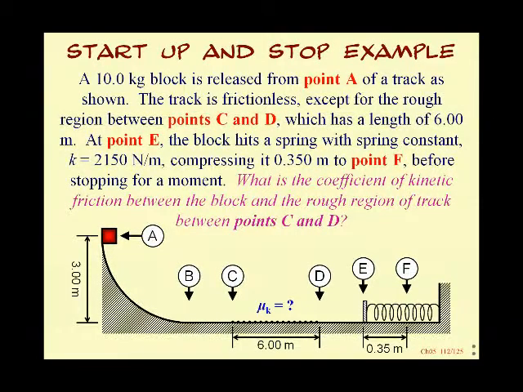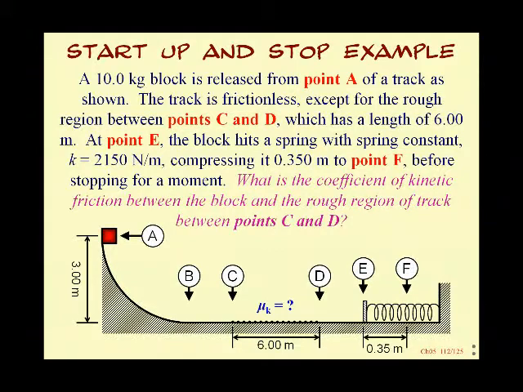2,150 newtons per meter, compressing it 0.350 meters to point F before stopping for a moment. I want to know what the coefficient of friction is between the block and that rough patch between points C and D.